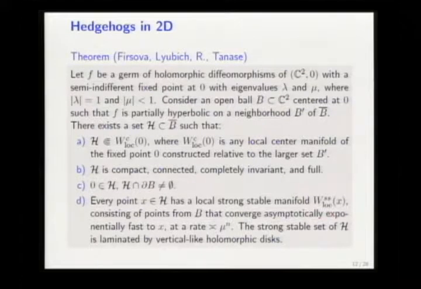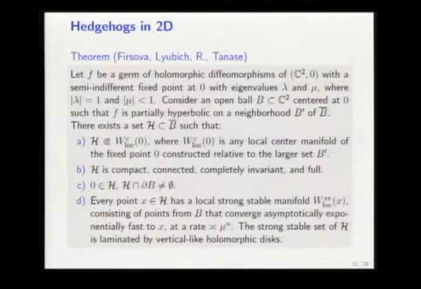Now we want a ball in C2 on which the map is partially hyperbolic in a neighborhood of the ball. Then there exists a hedgehog inside this ball such that it's contained in a center manifold, regardless of the choice of center manifold. So it's contained in all center manifolds that you can define with respect to the ball. It's compact, connected, completely invariant, and full. The complement in the center manifold is connected.